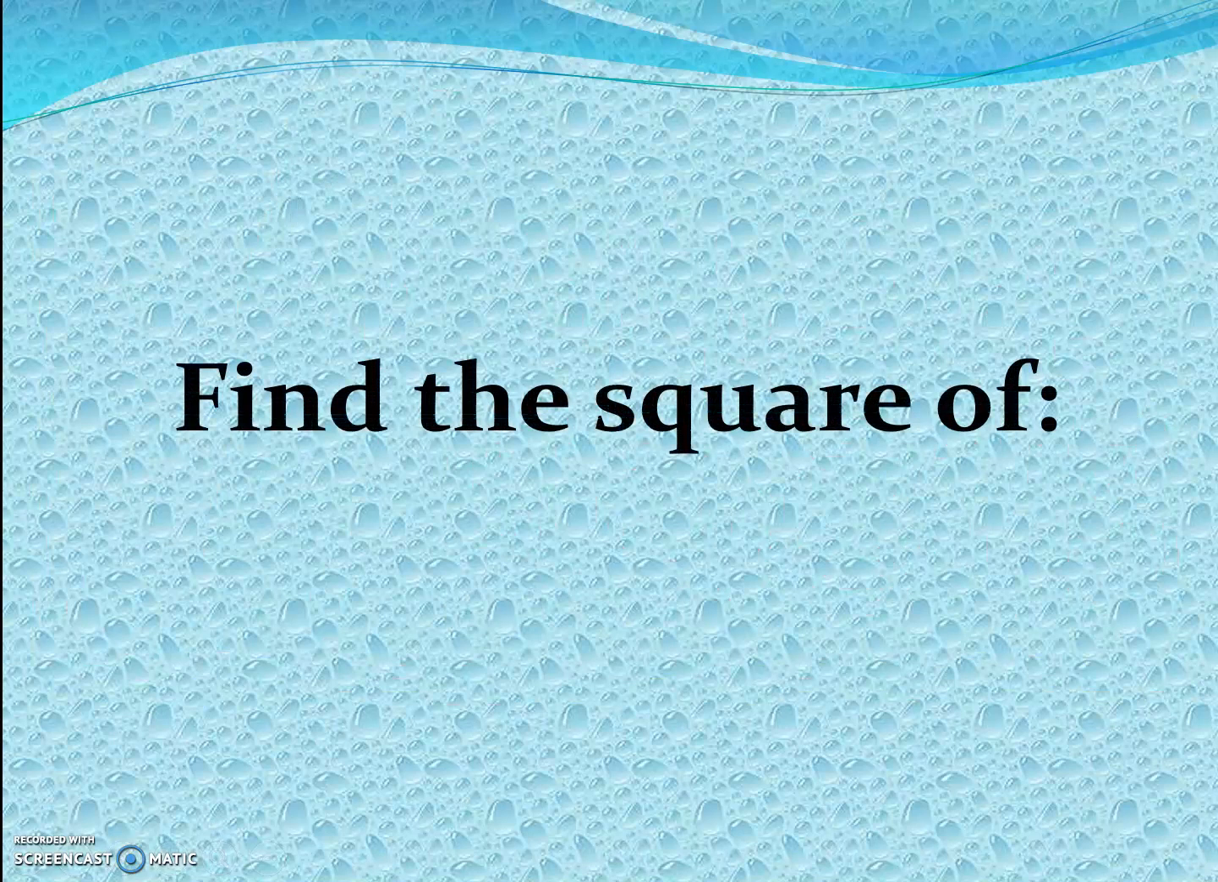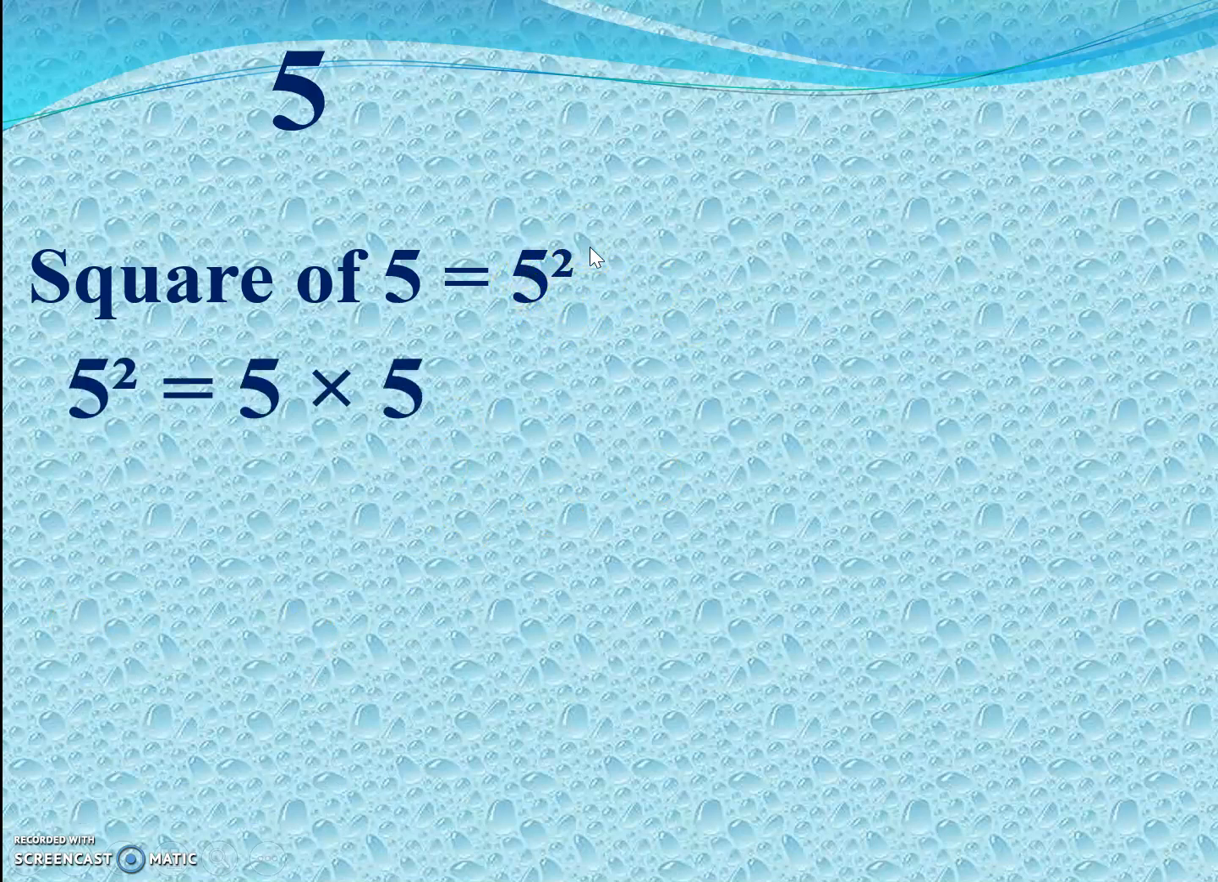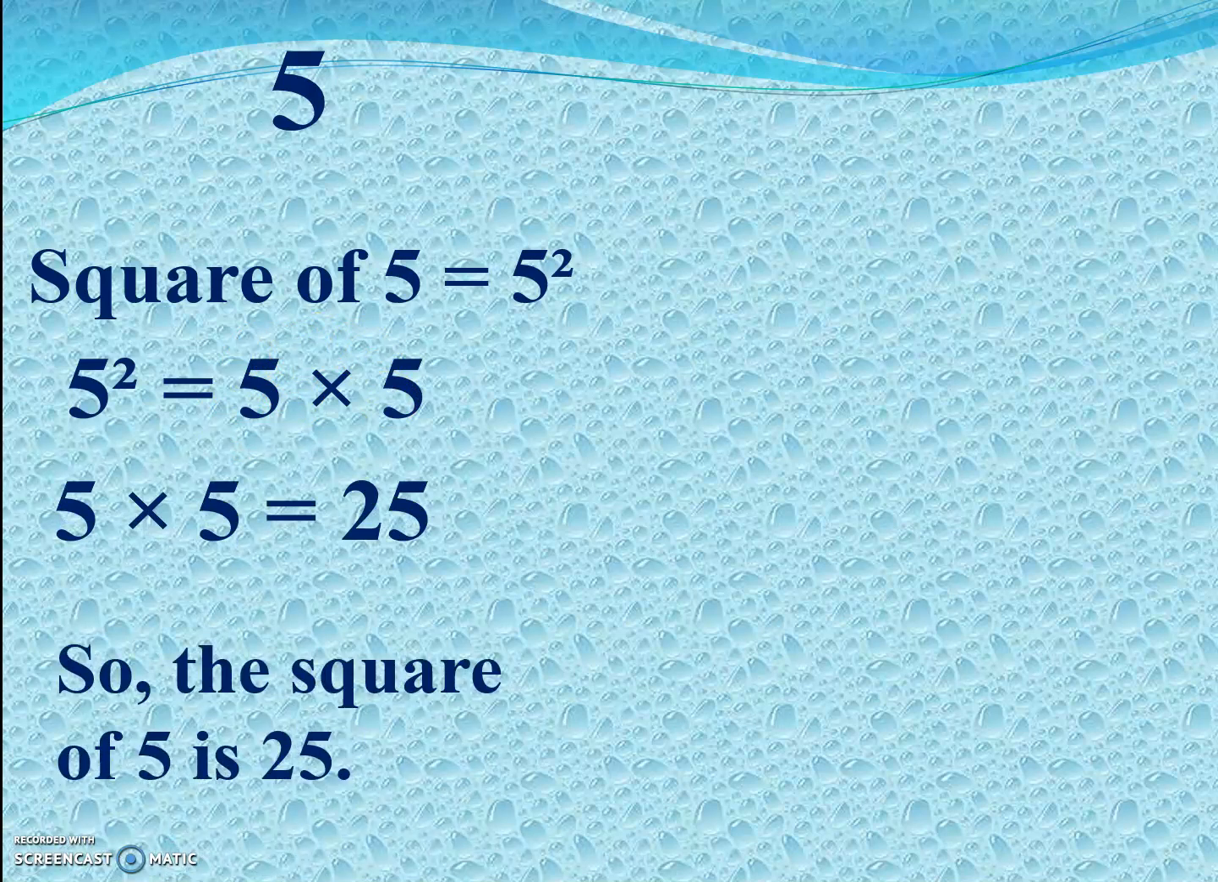Now let's see some examples. Find the square of 5. So how do we find the square of 5? Square of 5 is equal to 5 and 2 is written on the top of it, which means 5 square. So 5 square means, as we knew from the definition, multiplying the same number 2 times. So we multiply 5 for 2 times, that is 5 times 5. So 5 5s are 25. So finally the square of 5 is 25.